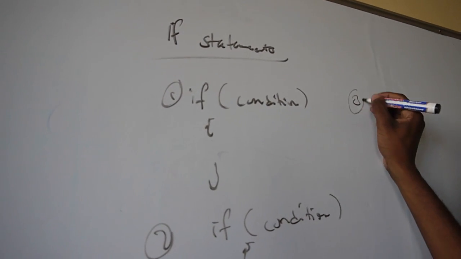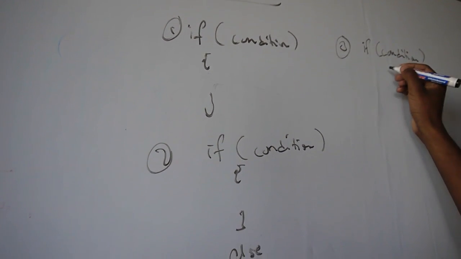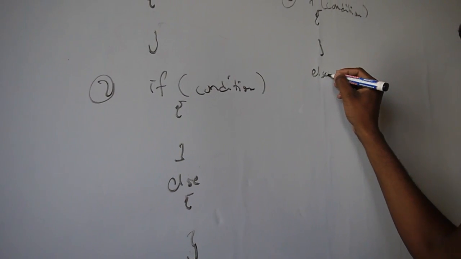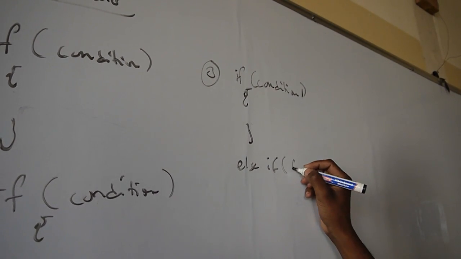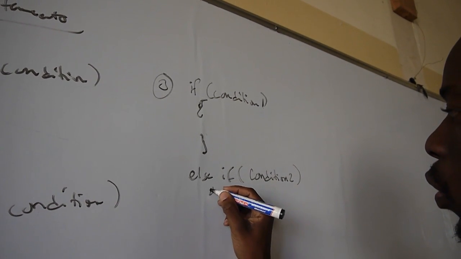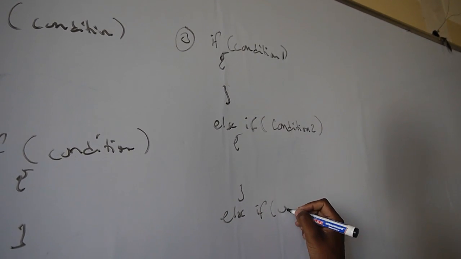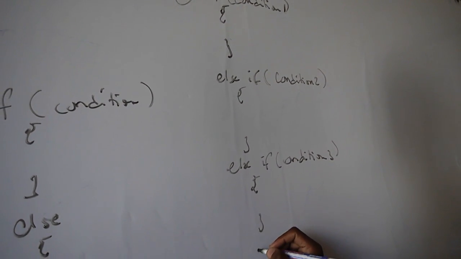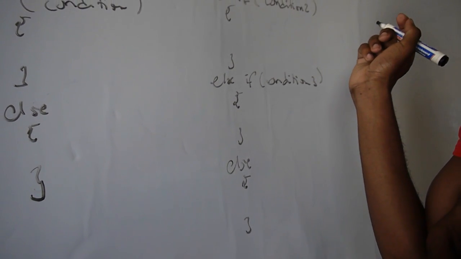And the third part of the if statement is if condition, else if another condition. So this is condition 1 and condition 2. Else if condition 3, else. So how does a compiler make use of this?